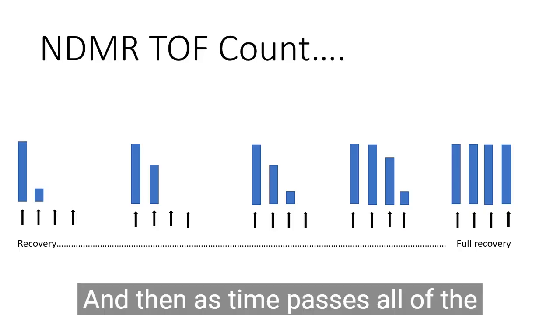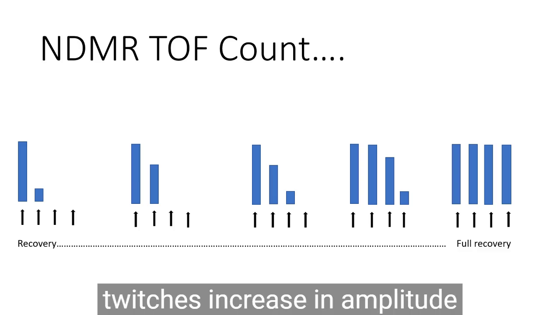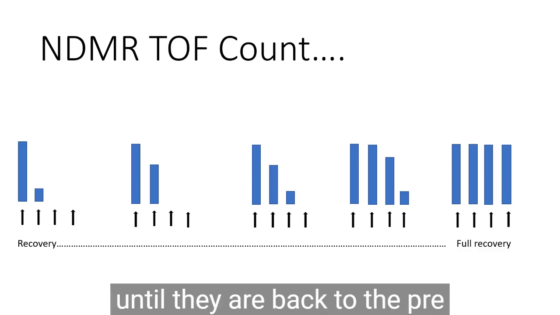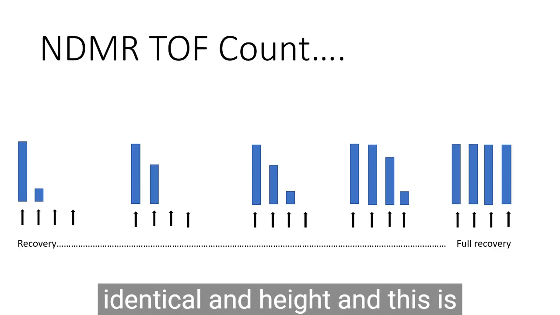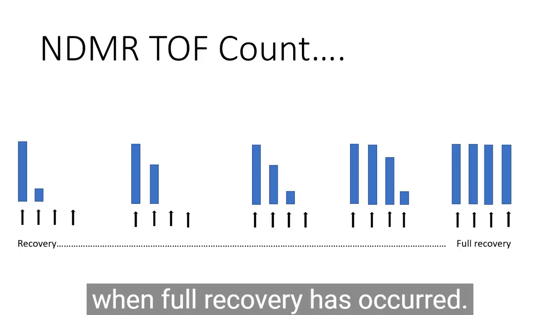And then as time passes, all of the twitches increase in amplitude until they are back to their pre-paralysis level, and they are all identical in height. And this is when full recovery has occurred.